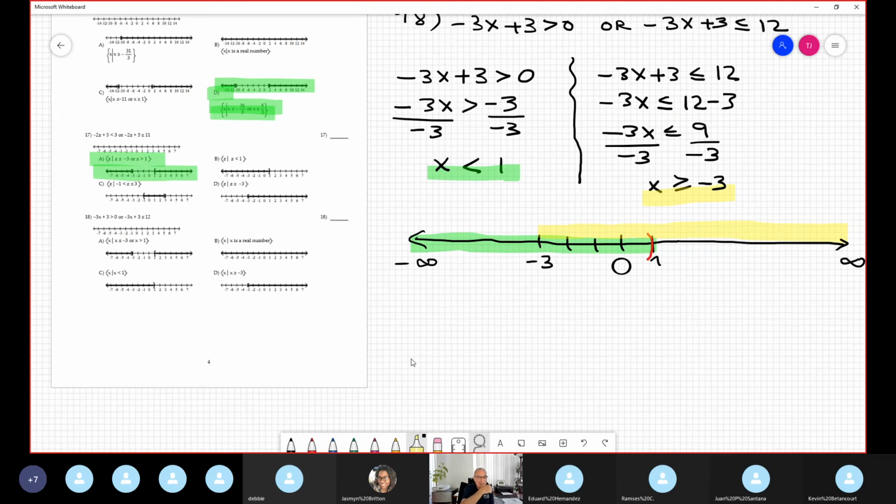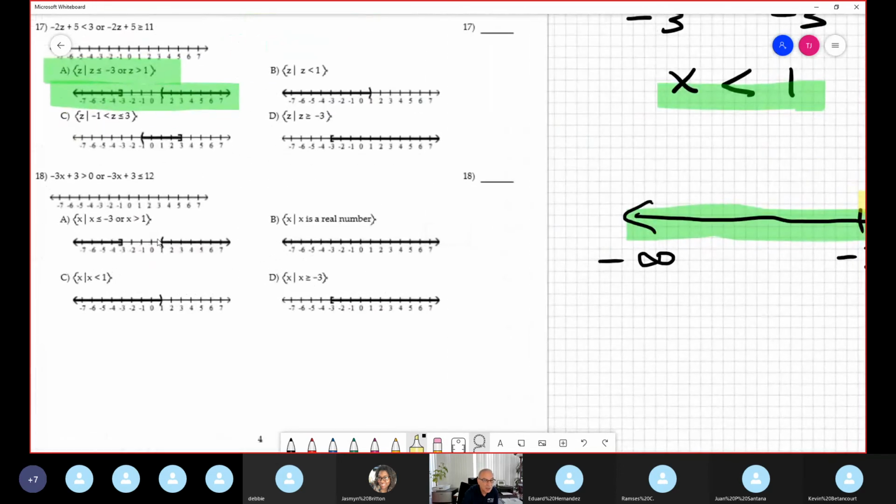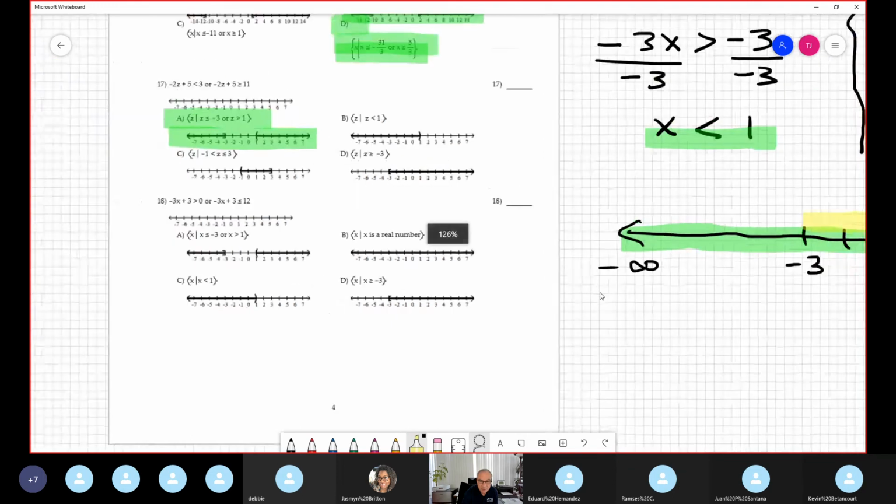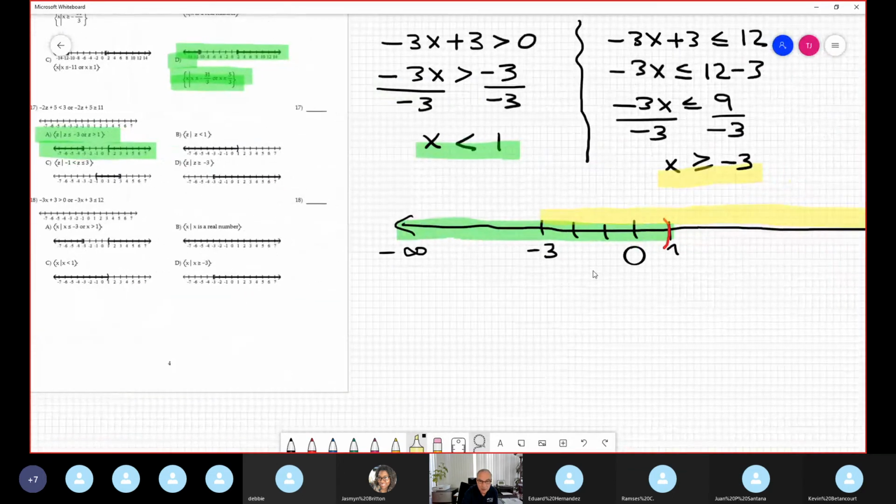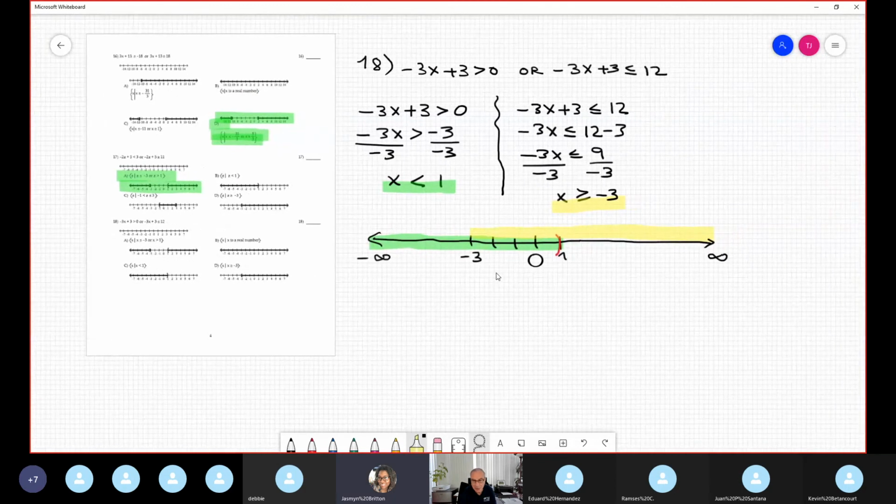Because in A, we have a gap in between -3 and +1. So in A, they suppose that the solution is from -3 to the left and +1 to the right, and we have a gap here. Do we have a gap here or no? No gap. Look, overlap. Green and yellow overlap in between -3 and +1. Absolutely, the answer is B, because it expands the entire number line. Exactly, the entire number line. It's exactly the thing I want to hear.